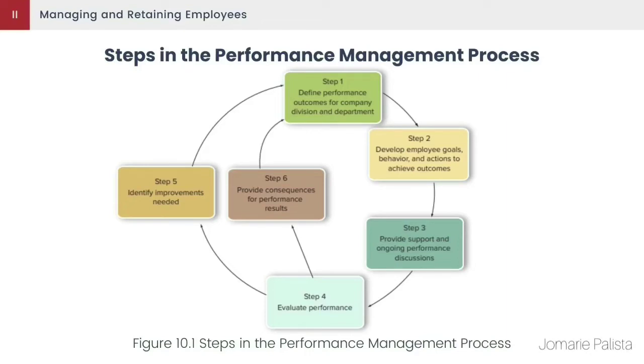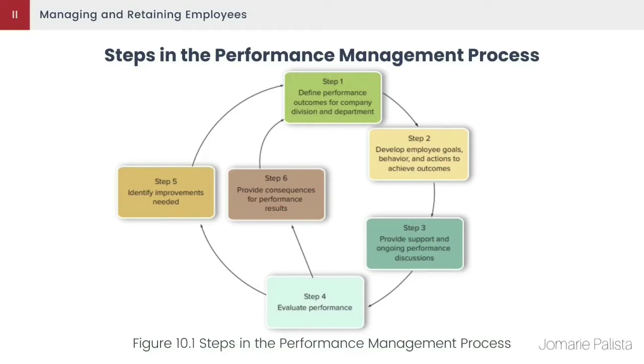Step number 3 is providing support and ongoing performance discussion. For effective performance management, providing organizational support such as training, resources, and tools is necessary. Along with the organizational support is the discussion of the necessary feedback between employees and managers regularly to improve one's performance. The fourth step is performance evaluation.